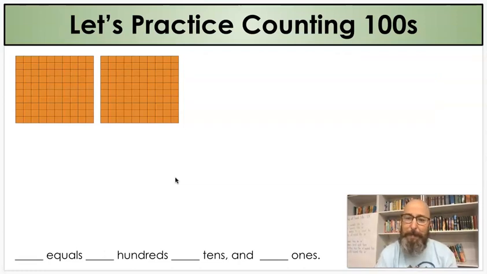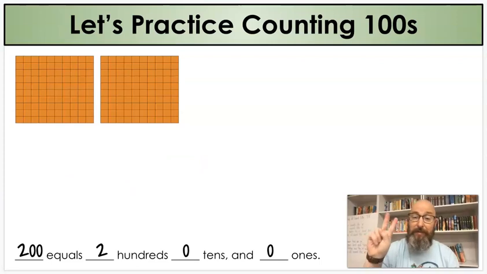What about this one? How many hundreds do I have? Count with me again. 1, 2. Do I have any tens or ones? Nope. Just hundreds still. So I have 2 hundreds, no tens, no ones. So it'd be worth 200. 100, 200.